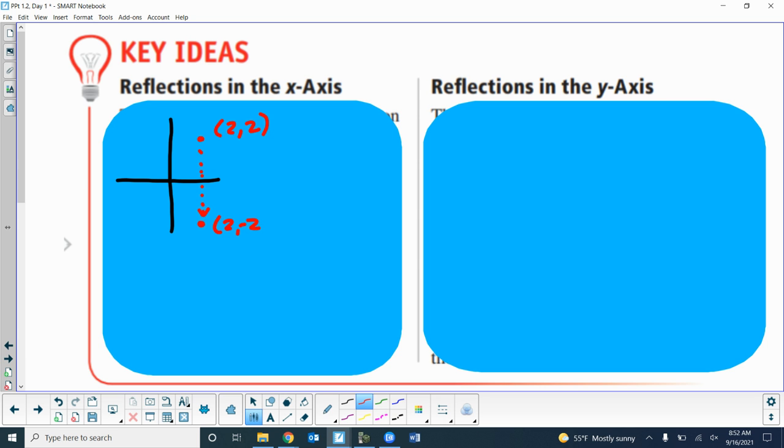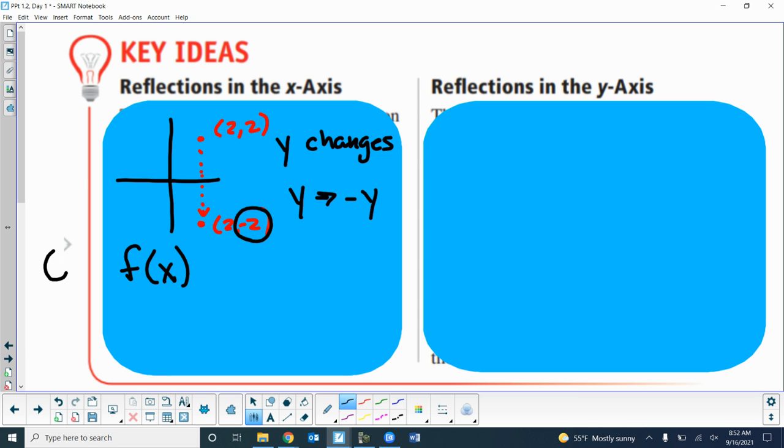So what changes? The y value, right? So the y changes on a reflection in the x-axis. So the y basically gets to its opposite. Okay? So we're going to use the same function, our given, that we've been using. So 3x minus 5.